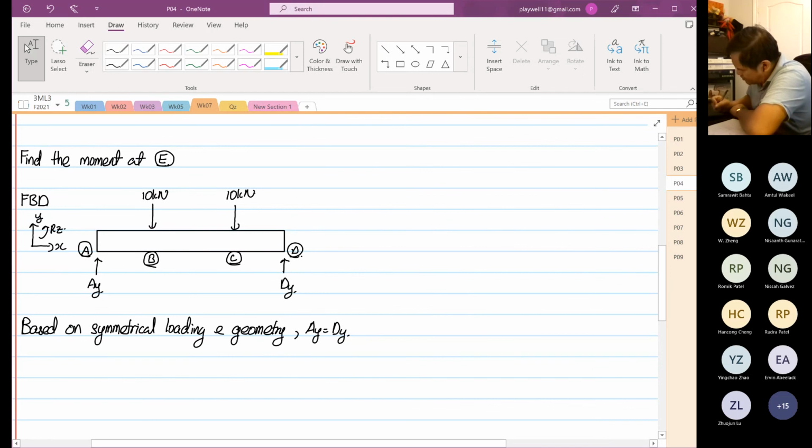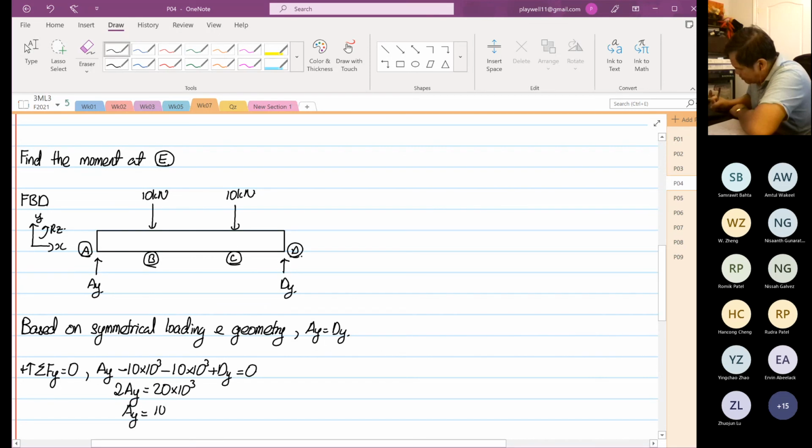When that's the case, positive is going up, summation of forces in the y direction is equal to 0. So it's equal to AY minus 10 times 10 to the power 3 minus 10 times 10 to the power 3 plus DY, equal to 0. Because AY is equal to DY, you can write 2AY is equal to 20 times 10 to the power 3. AY is equal to 10 times 10 to the power 3 Newton.